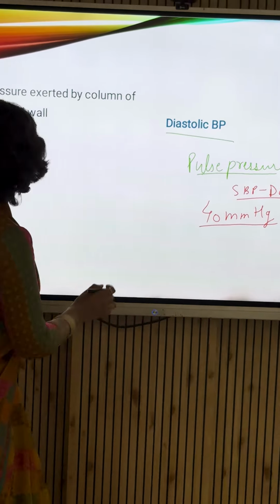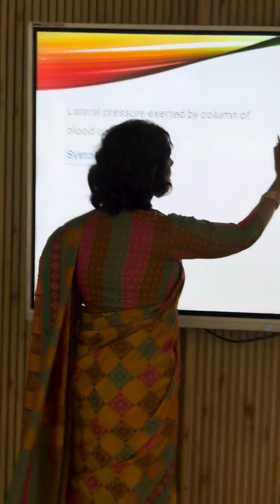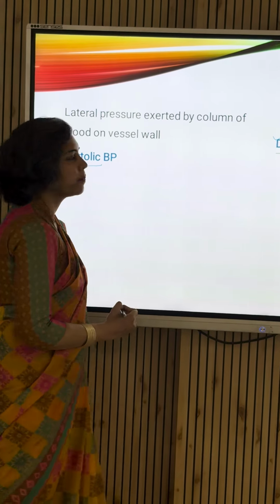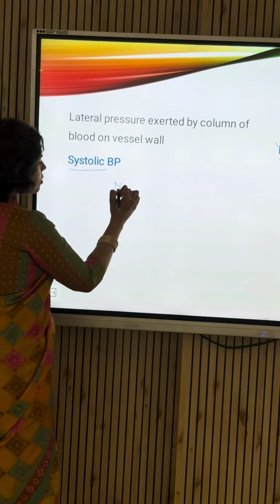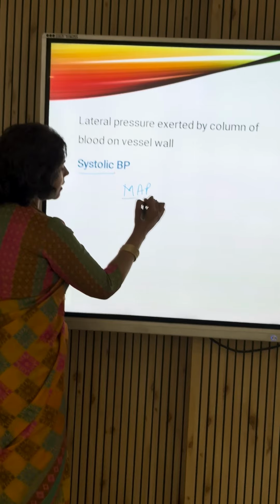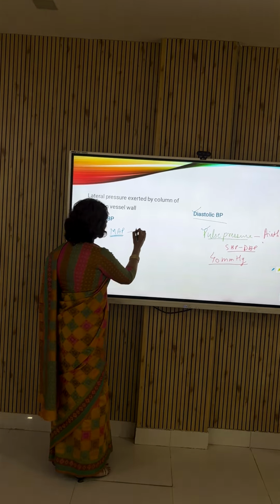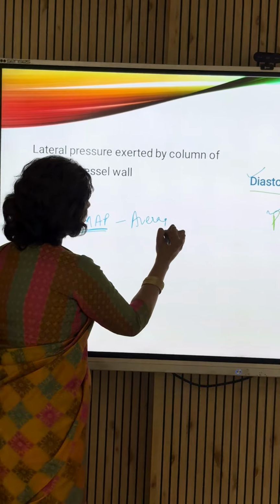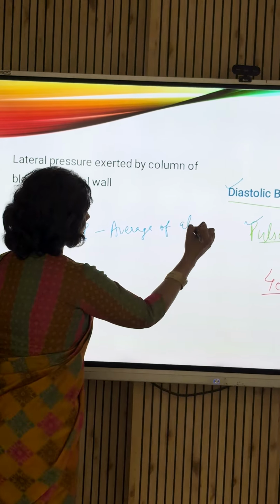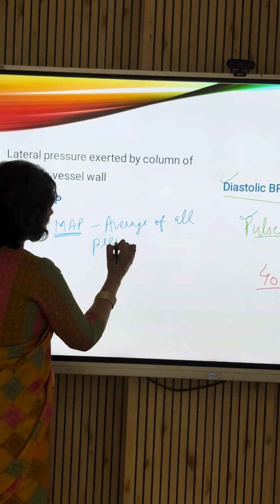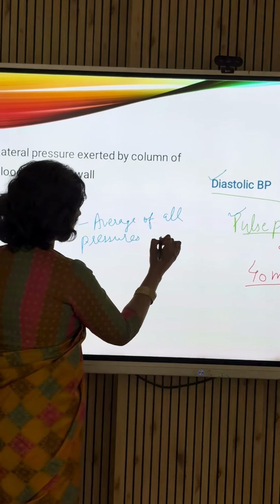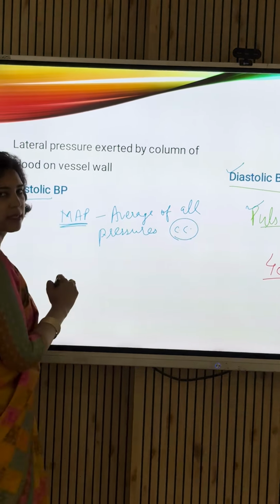Once we have discussed systolic blood pressure, diastolic blood pressure and pulse pressure, there is one other term called mean arterial pressure. So what is mean arterial pressure? It is the average of all the pressures during the cardiac cycle.